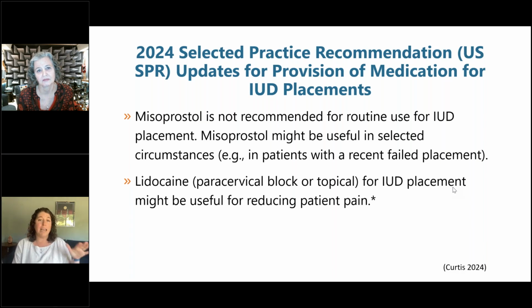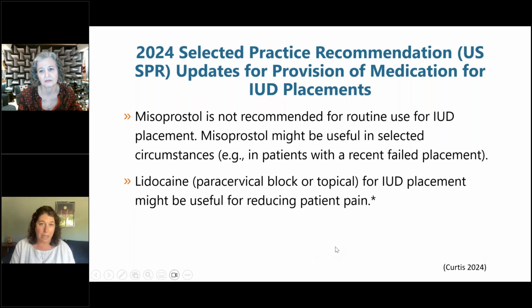So a couple of key highlights from the updated SPR recommendations, in case you haven't had a chance to look at them. Number one is just reinforcing that misoprostol is not recommended for routine use during IUD placements. The asterisk on that is that it might be useful in selected circumstances, like somebody came in and you were not able to sound, or you weren't able to place the IUD because of a really tight internal os, or external os for that matter. So something to just help soften the cervix.